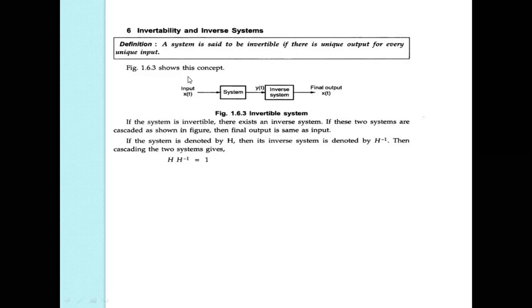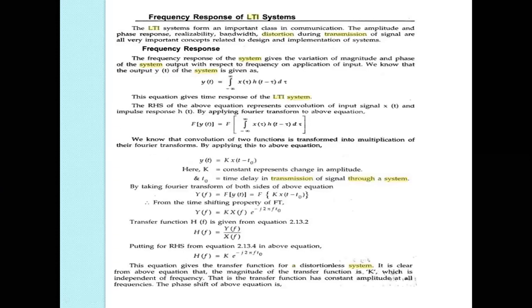The final output being the same as the input is nothing but the inverse system or invertibility. Got it, my dear students? Now we discussed the two types of systems: continuous time system and discrete time system. What is a system and what are the different types of systems? And those two different types of systems are further classified into 6 types of systems. Okay, my dear students.